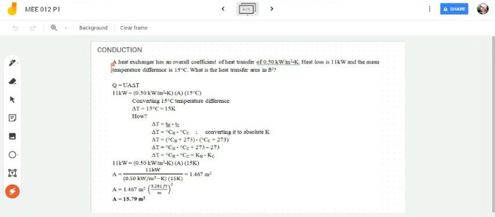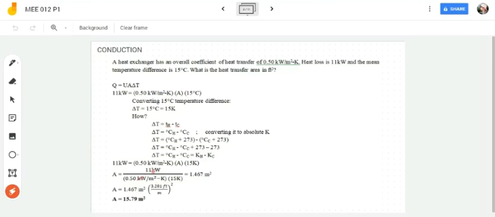So always take note if the term is temperature difference or if the term is temperature. More on that, let's solve. Since we know that your 15 degrees Celsius can be converted into 15 Kelvin, we have 11 kilowatt equal to 0.5 kilowatt per meter squared Kelvin, A, multiplied by 15 Kelvin. Right now we are finding your A. So A is equal to 11 kilowatt over 0.5 kilowatt per meter squared Kelvin multiplied by 15 Kelvin.